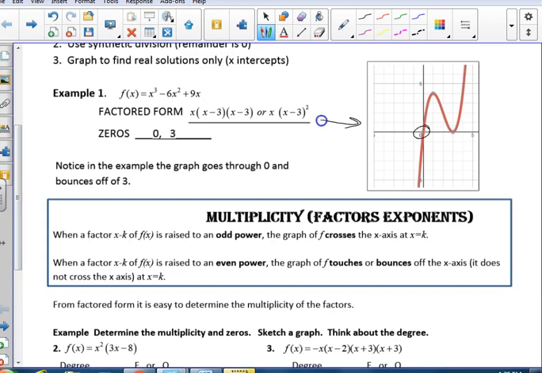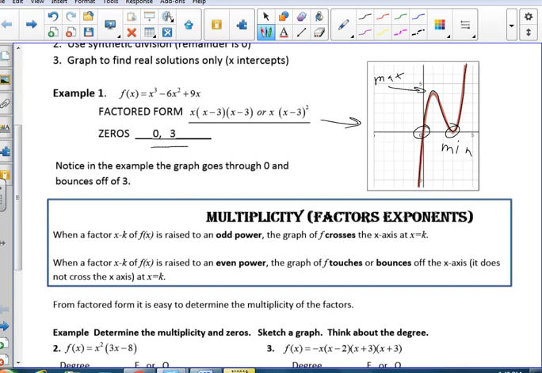Notice we have two zeros, one at 0 and one at 3. We have a relative or local maximum, and we have a relative or local minimum right there. Now notice in the example, the graph goes through 0 and bounces off of 3. Imagine it's coming up as you draw it. It goes through this point here, 0, hits the maximum, comes down, hits 0 at 3, and bounces back up.